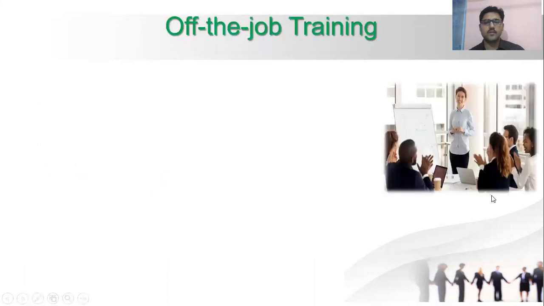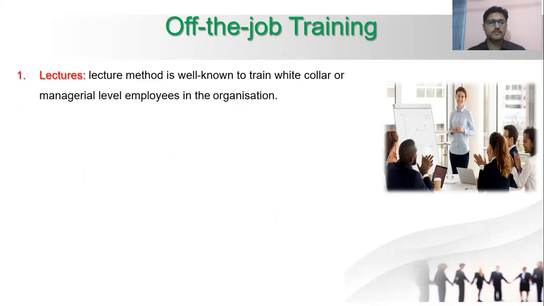Now let us discuss off-the-job training. Off-the-job training means the training which will be given away from the job, away from the actual job. Like lectures. You all know this method, lecture method. In this lecture method, what happens? A classroom or training room can be arranged. Few trainees will attend a lecture which would be given by the experts. Mainly it is done for the white collar workers or managerial level employees in an organization.